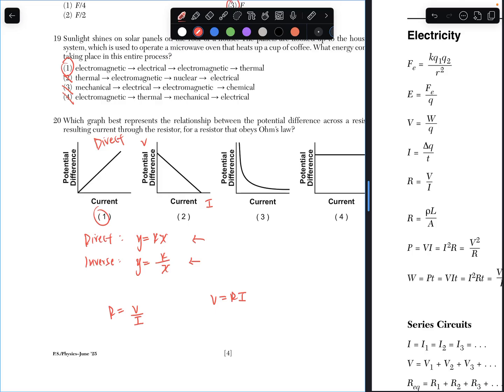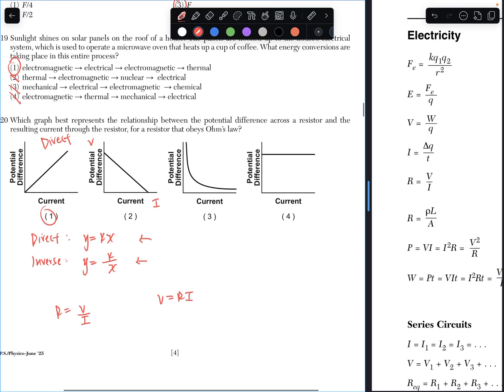This one would be a positive direct relationship. This would be a negative direct relationship. And 3 would be an inverse. And then for 4, no matter how we change the current, the potential difference stays the same. So there's no relationship between the two.